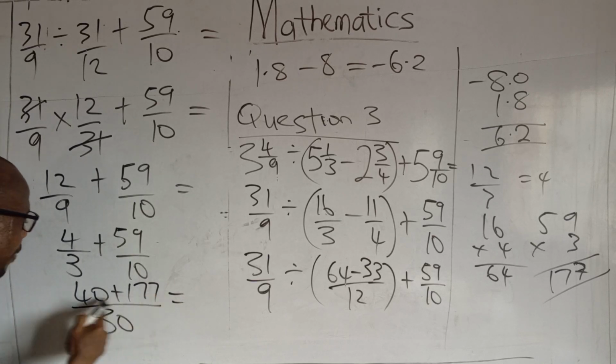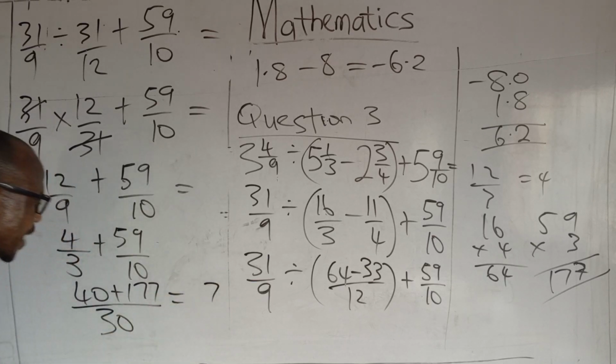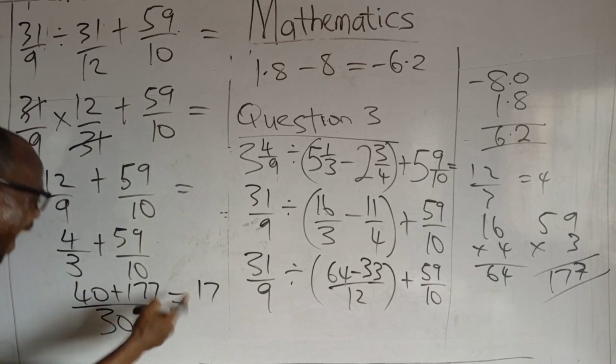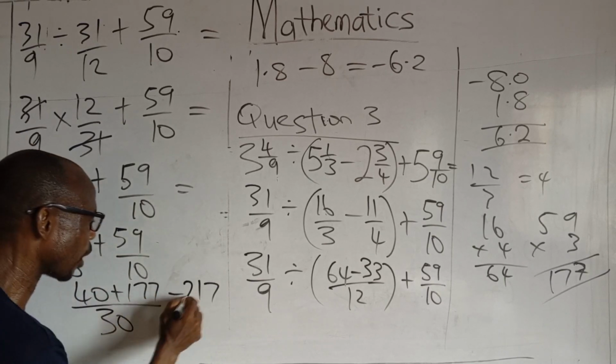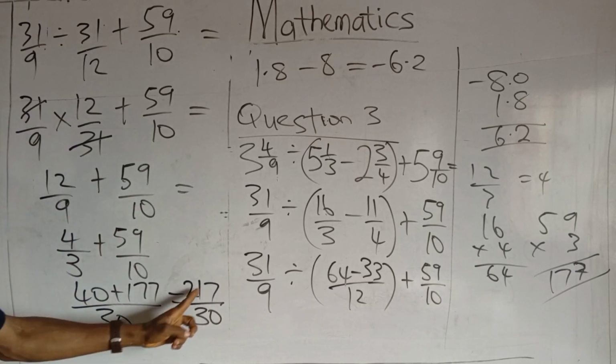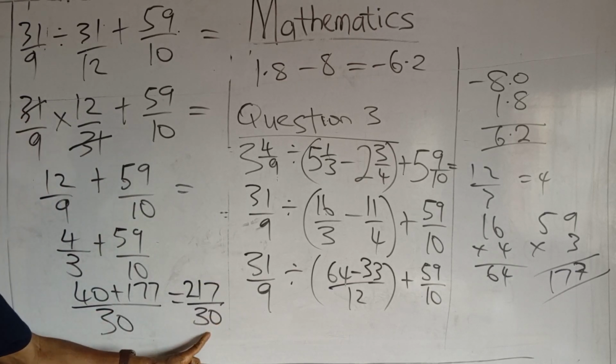When we add them, 7 plus 0 gives you what? 7. 7 plus 4 gives you what? 11. We now have 1. Carry what? 1. Add the 1 to this 1 becomes what? 2. All over what? 30. So 217 divided by what?